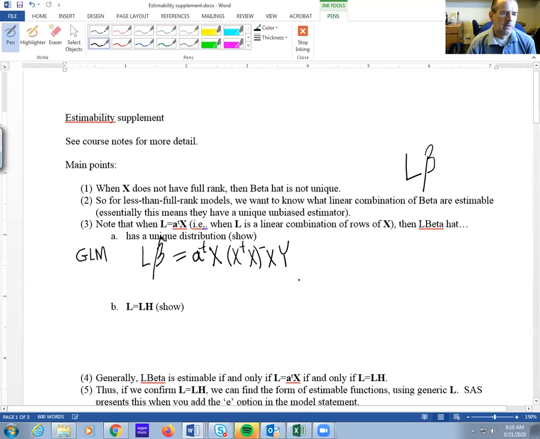I think you guys probably talked about this. This thing right here, you may have heard it called the hat matrix. What I like to call it is a projection matrix, P of X. So either the hat matrix or the projection matrix. Regardless of the G inverse, which may not be unique, this thing is unique for any G inverse.